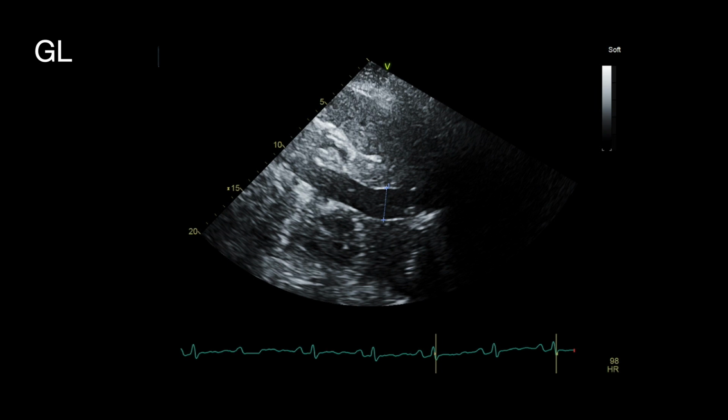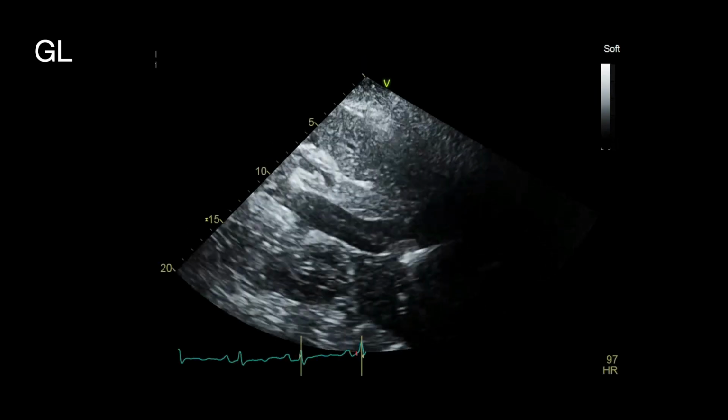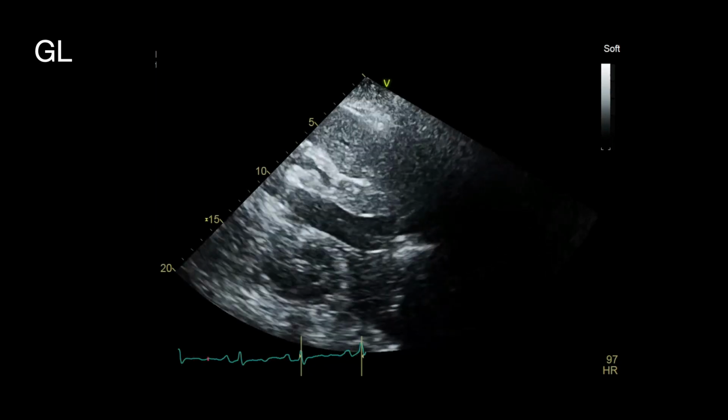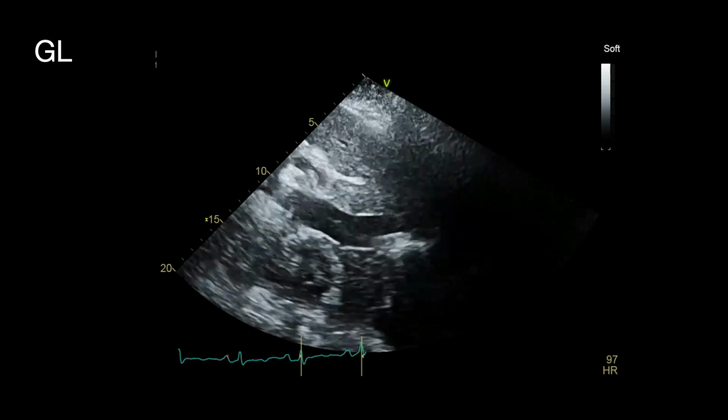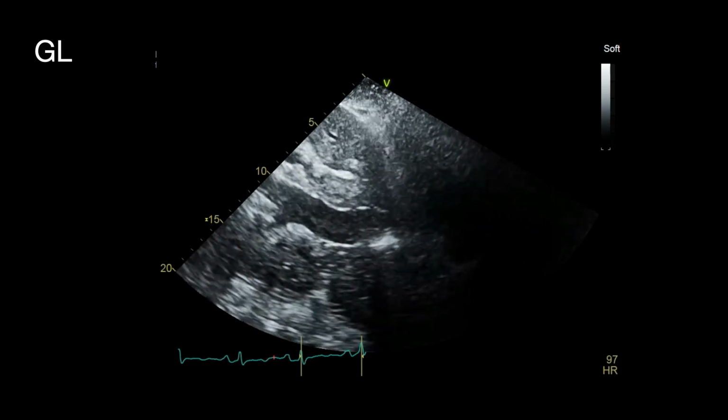The IVC, I haven't got the number there, but it looks probably just more than 2 centimeters, doesn't it? And again, another example of a poorly collapsible IVC, which would indicate a right atrial pressure of at least 8, but probably closer to 15.